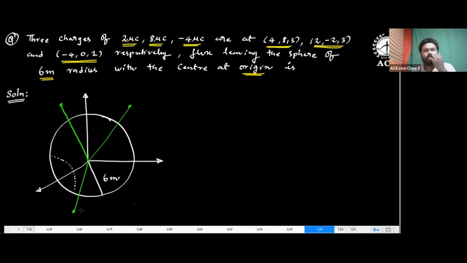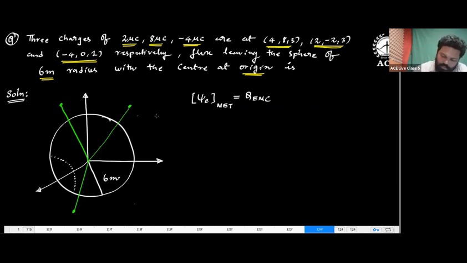Sphere is a closed surface. So what is the flux leaving any closed surface? According to the Gauss law, it is equal to charge enclosed by that, isn't it? So the net electric flux is equal to charge enclosed. So find out the location of them. If that location is less than 6, then the charge is inside. If it is greater than 6, that is outside.